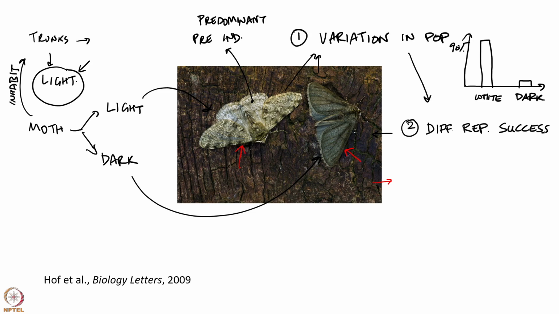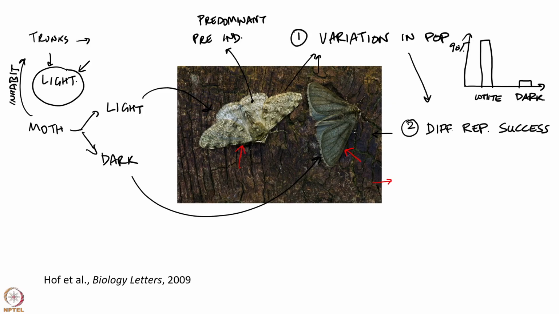Because a white colored moth is likely to be predated upon much sooner as compared to a darker moth, the number of offsprings that the white colored moth will leave will be smaller as compared to the black colored moth, and as a result the fitness, which we described in the previous video as the number of offsprings that an individual leaves, will be higher for a black colored moth as compared to the white colored moth. And because of these two ideas, now the frequency of the black colored moth will start to increase in this population.